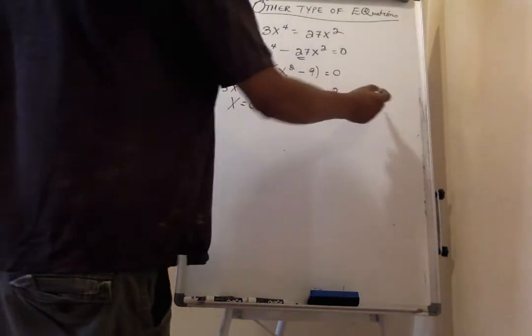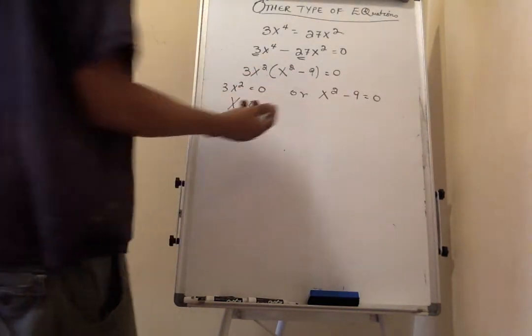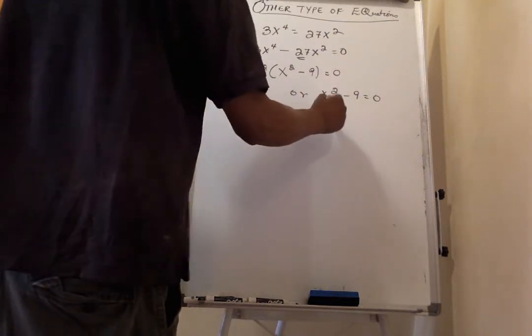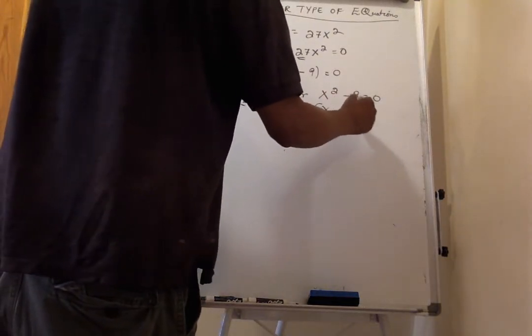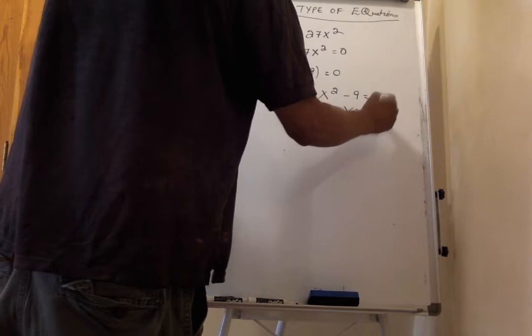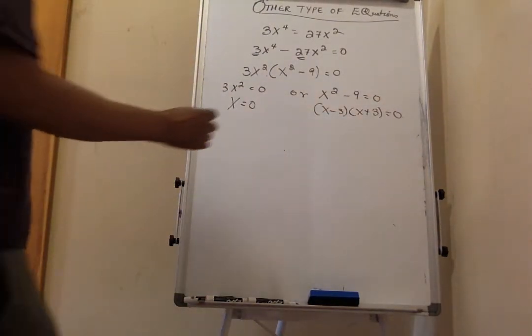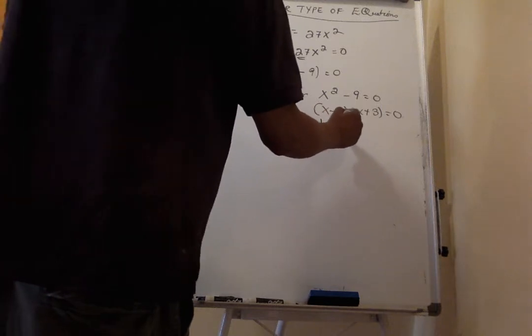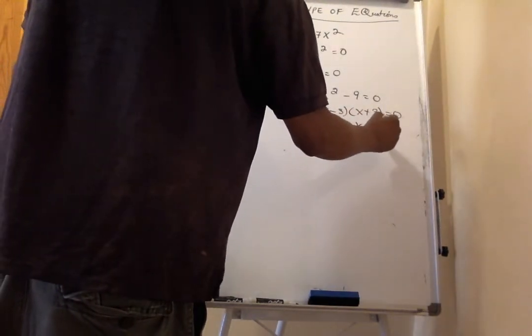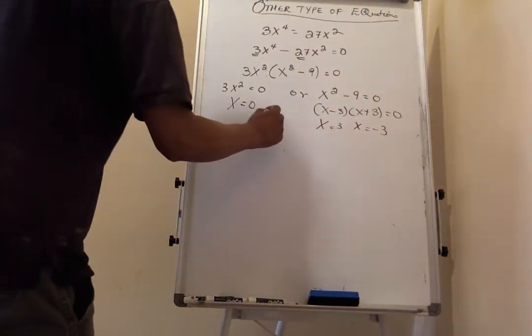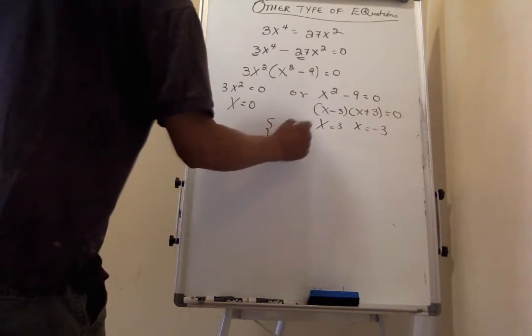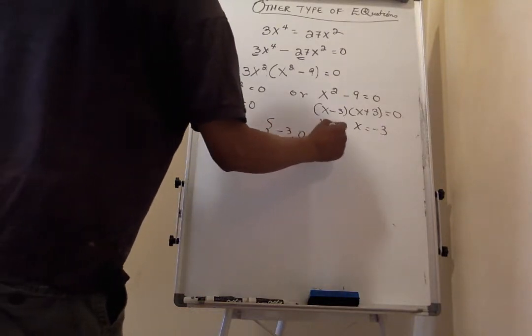For this to become 0, x has to equal 0. And for this to equal 0, now this is what? The difference of two squares. So you have x minus 3 and x plus 3 is equal to 0. And then if you go ahead and solve this, now you have what? x is equal to 3 and x is equal to negative 3. Now the answer would give you negative 3, 0, and 3.